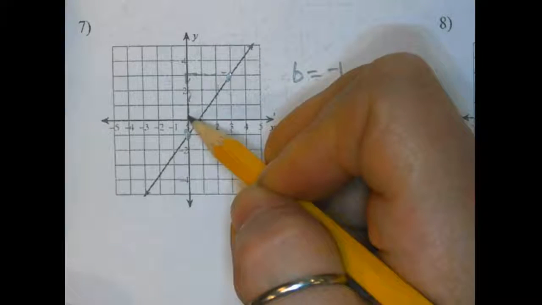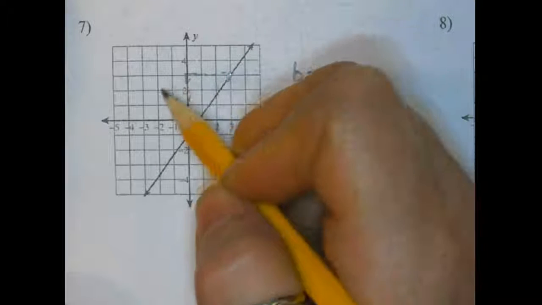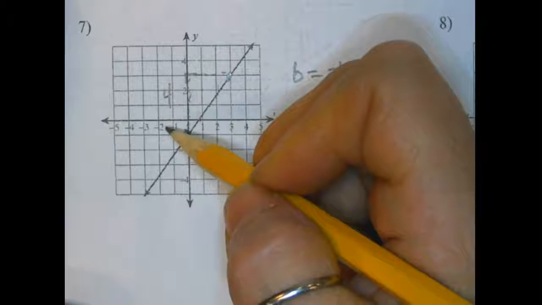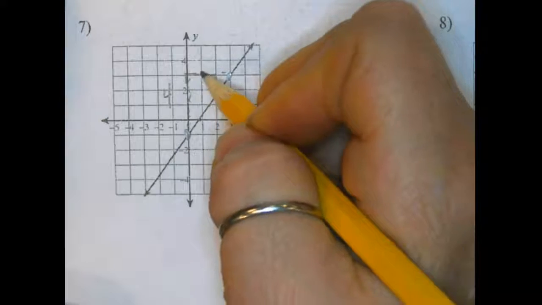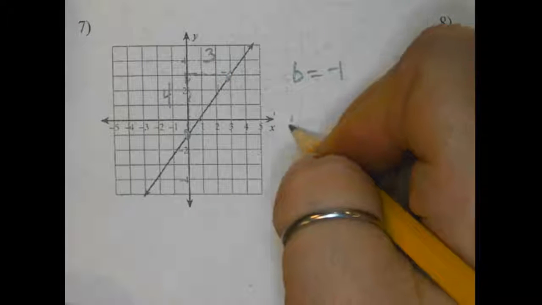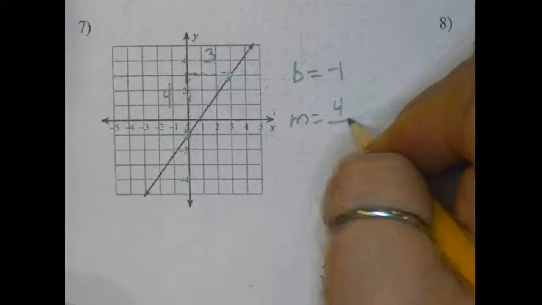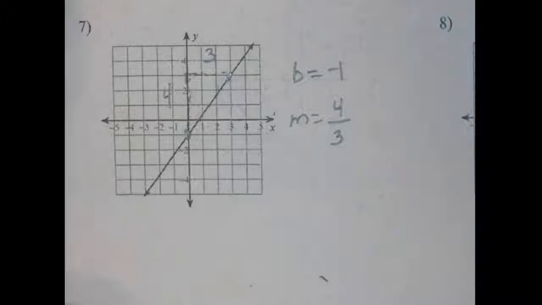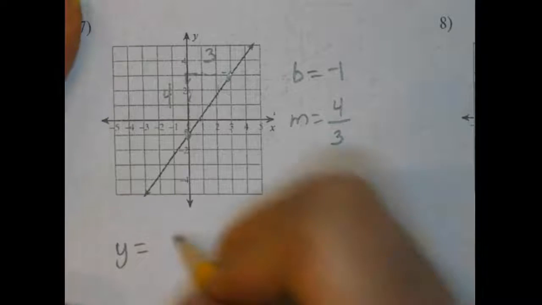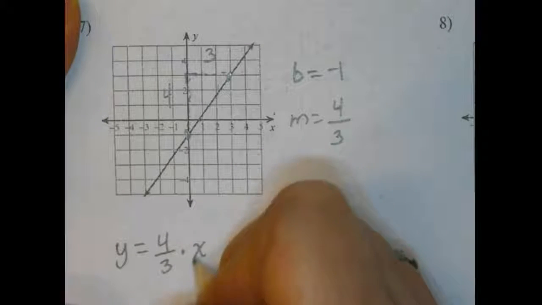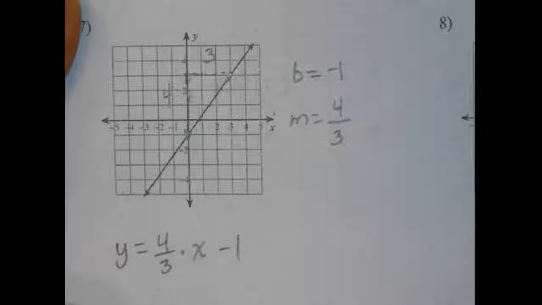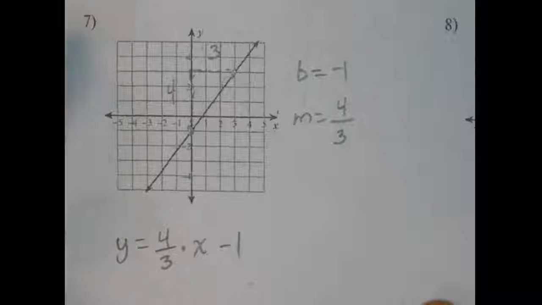So if I'm going to go up, 1, 2, 3, 4, that makes my rise what? What is my rise going to be? Positive 4. So I'm going to go right, 1, 2, 3. So what is my run going to be? 3. So my slope is going to be a rise of 4 and a run of 3. And now I can just put that into my equation. What does y equal? 4 over 3 times x. And then what? Plus or minus? Minus 1. Minus 1. Easy peasy lemon squeezy, right?